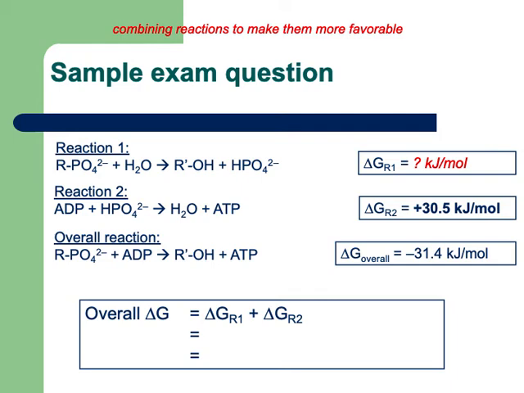So this is a hydrolysis reaction. We have one large molecule with a phosphate, water is being added, and now we have two molecules. We do not know what the delta G is for reaction 1. That's our unknown and what we want to try to solve for.